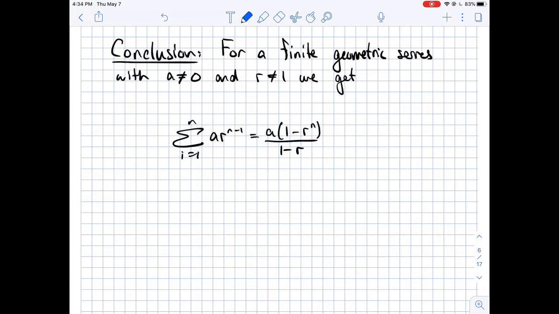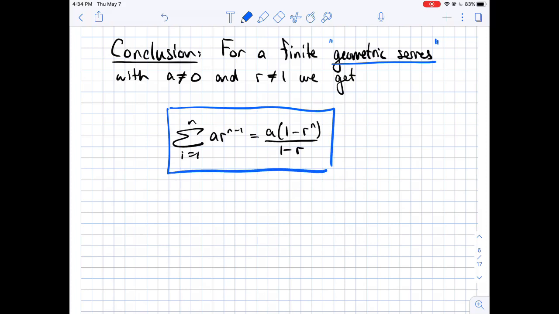So our conclusion then is for a finite geometric series, as long as a is not 0, again we have that restriction on a. We also have this new restriction that r is not 1, right? Why is r not allowed to be equal to 1? Well, looking at this formula, we can notice that we had to divide at one point by 1 minus r. So we also cannot have r equal to 1. Our common ratio cannot be 1. But as long as we have those two conditions, this is going to be the formula that we can use to find the sum for our geometric series.